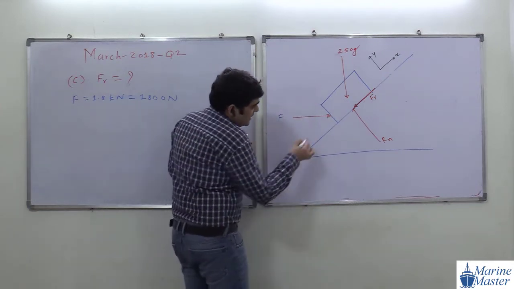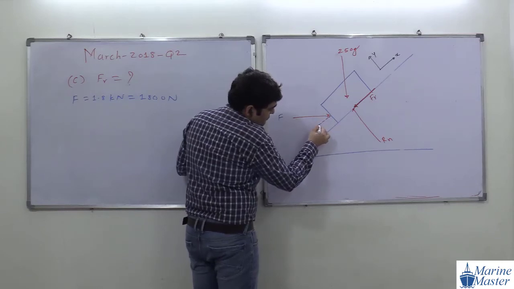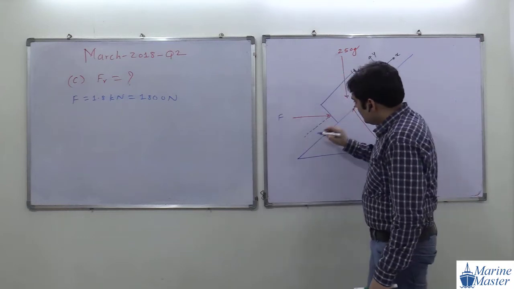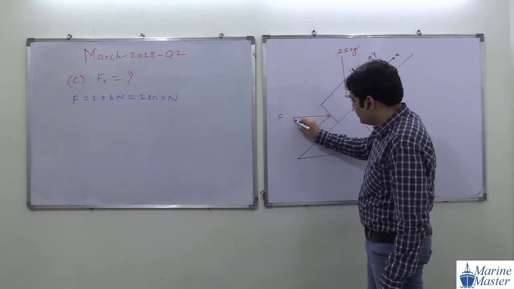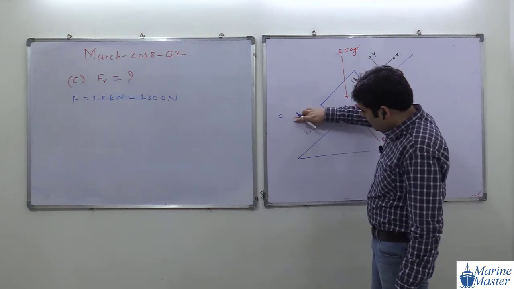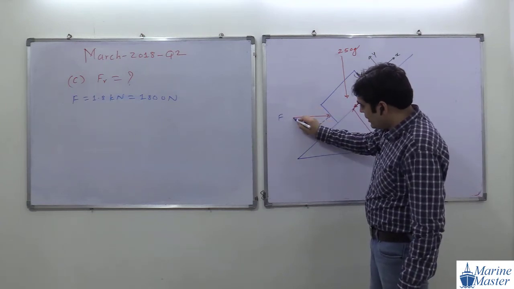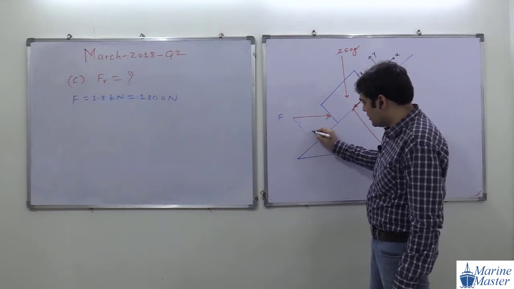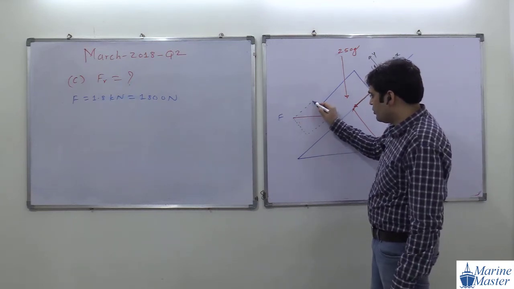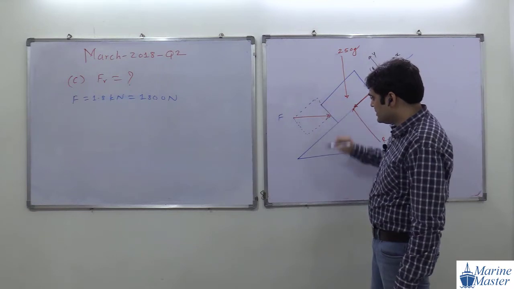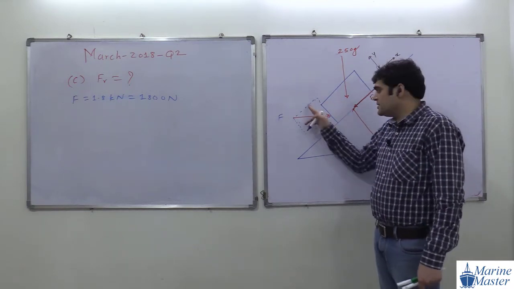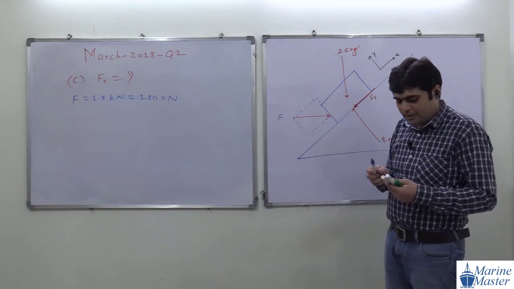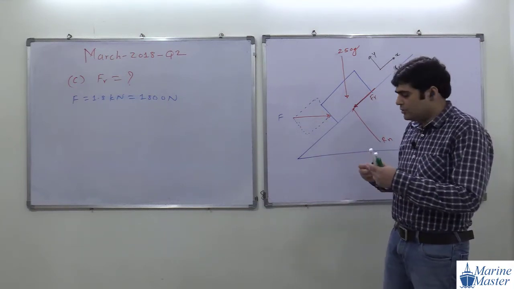And how to form a rectangle? We draw one dotted line parallel to the plane, and another line perpendicular to the plane from this point. Drawing a rectangle is a very important task, and you should be expert at taking such components. So we draw a rectangle like this. These two sides are parallel to the plane, and these two sides are perpendicular to the plane.